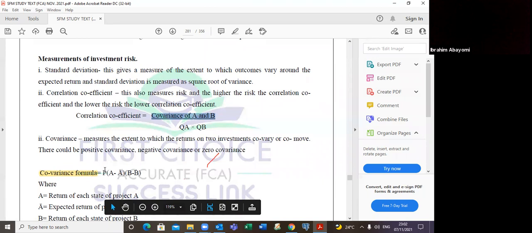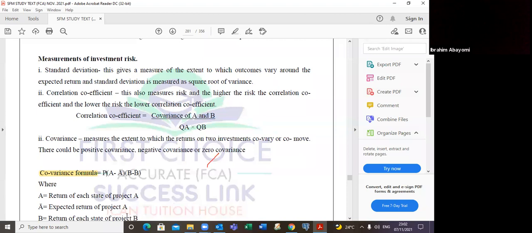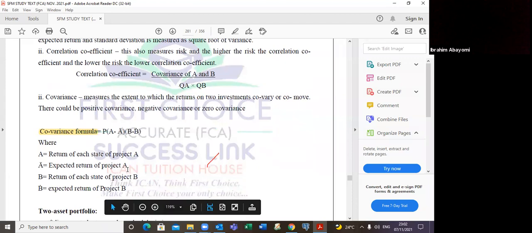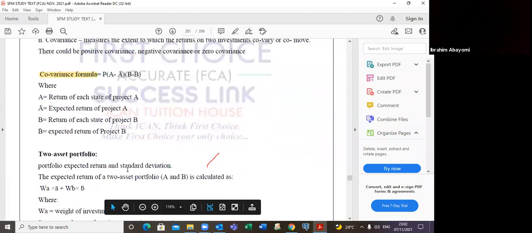This one means P represents probability. It's even defined here. P into bracket A minus A bar. This simply means expected return on A. And this one means expected return on B. Expected return on A, expected return on B, times probability will give you the covariance. Now, don't worry. We solve a question that will address all these formulas.